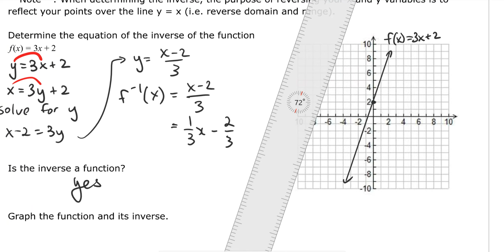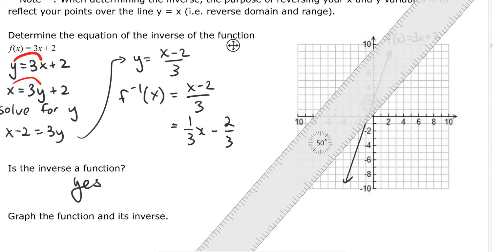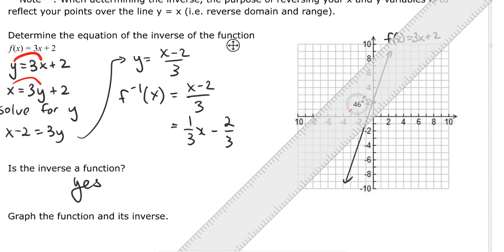And then we have the inverse, which has a y-intercept of negative 2 over 3. So, well, let me draw the reflection line. So y equals x. I can do that. That'll help us visualize and see everything.